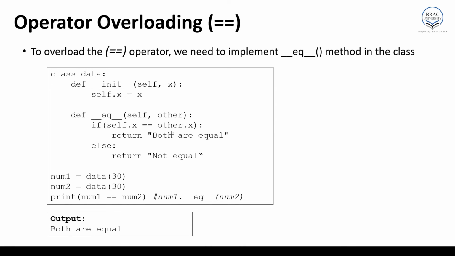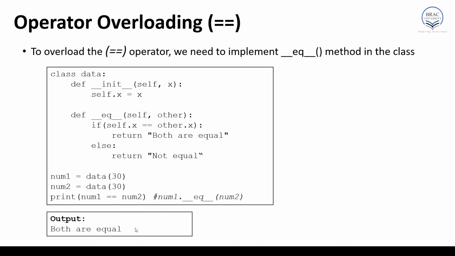As we implemented this in the class, the equal method will be called, and self is holding the reference of number 1, and number 1.x will give me 30, and other is holding the reference of number 2, and number 2.x will give me 30. If 30 equals 30, yes, both are 30 and both are equal. So my output will be both are equal.